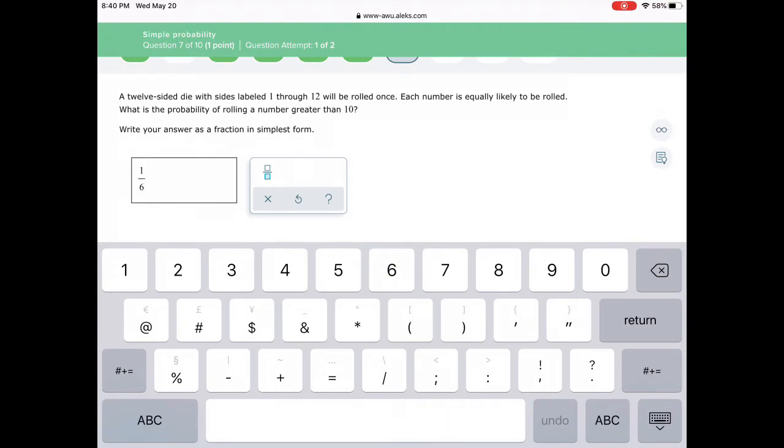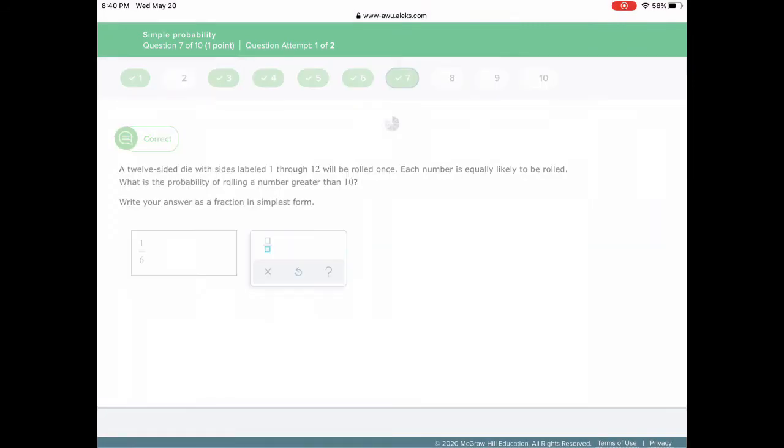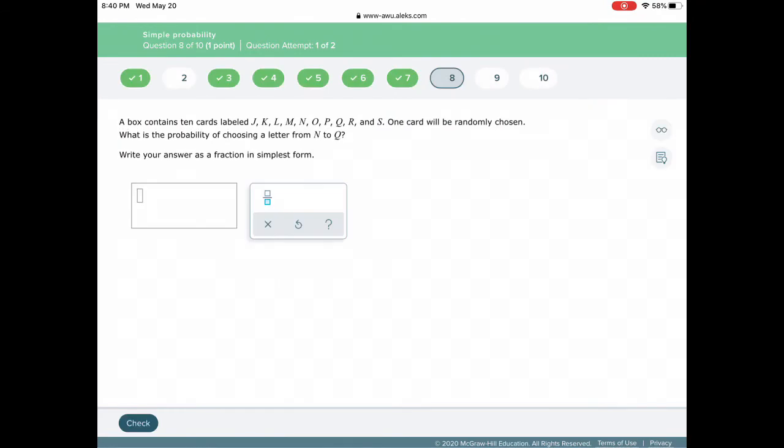Make sure that you're putting that simplest form in for your answer each time, or Alex will probably yell at you and say, make sure your answer is in simplest form.